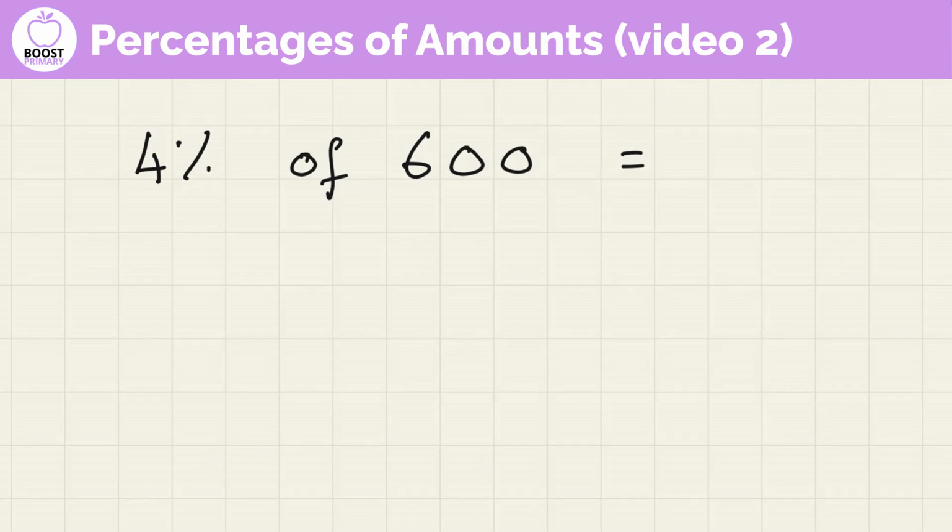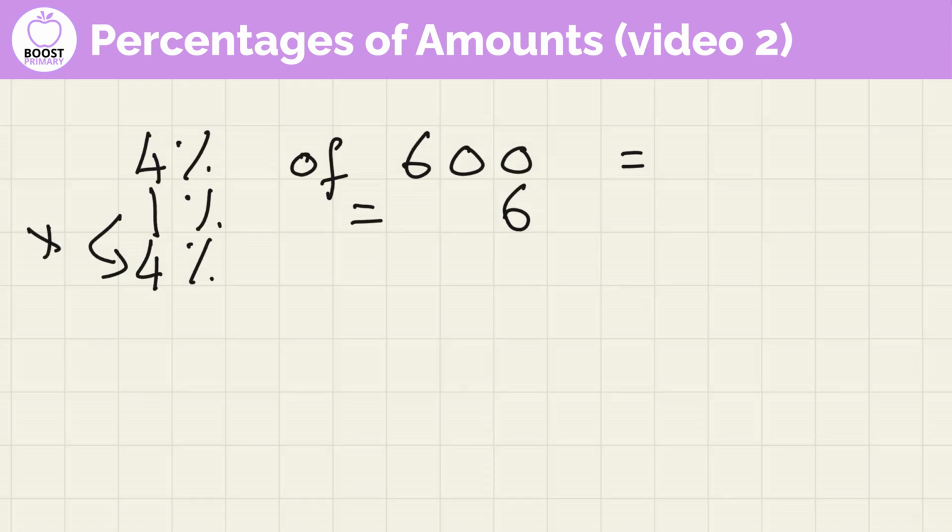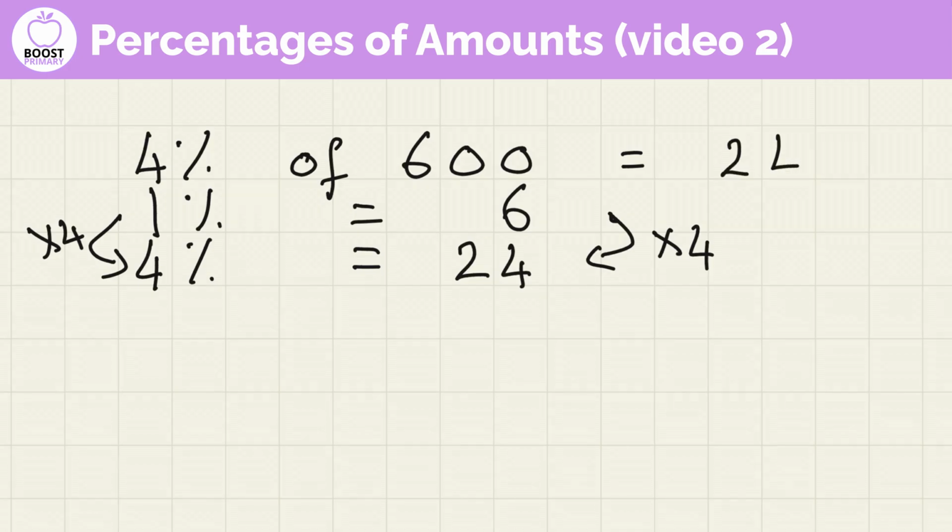My next question is find 4% of 600. So I'm going to start off by finding 1% of 600, which is 6. I'm now going to scale that up to 4%. 1% times by 4 is 4%. 6 times by 4 is 24. So 4% of 600 equals 24.